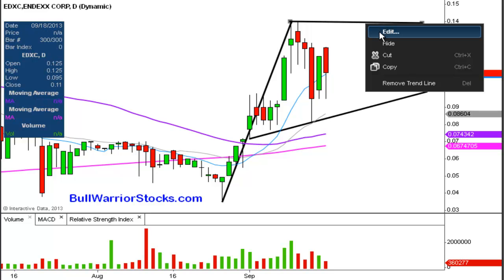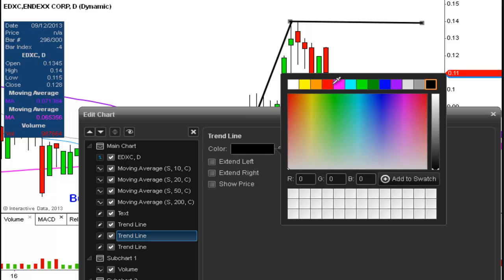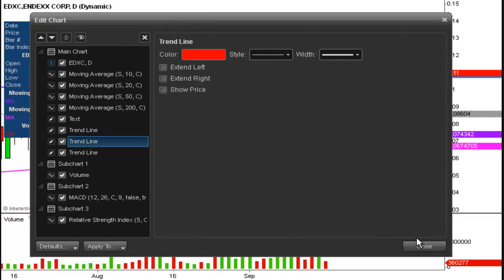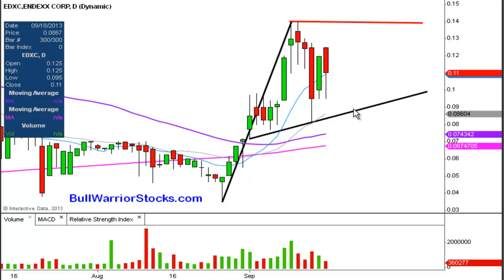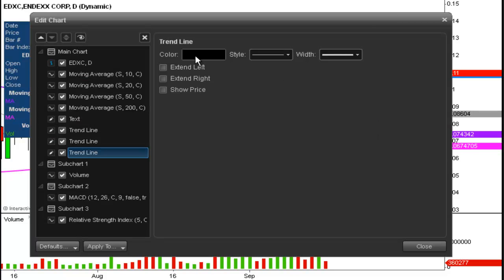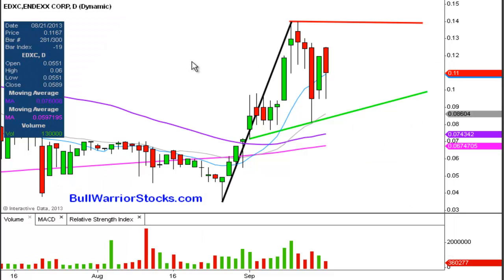So just to make this a little easier to see, we'll make this area red for resistance, since that is the key area you want to see a breakthrough. And then down here, since this is the support portion, we'll make that green. So this is what we'll call a bull pennant pattern.